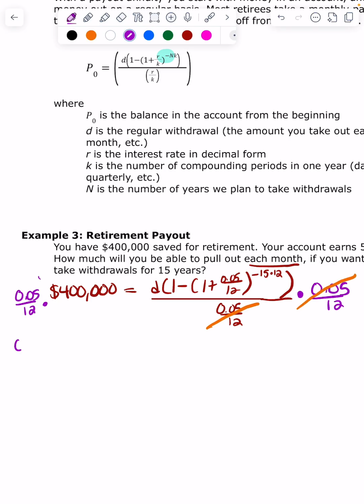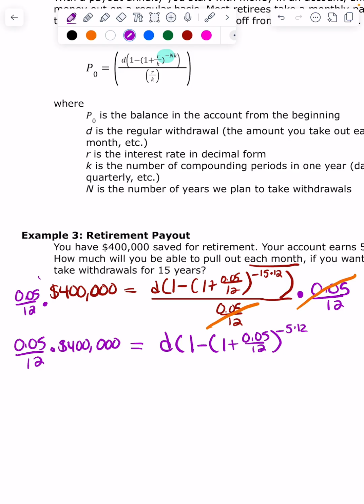So now I have 0.05 over 12 times 400,000. Don't worry about what that is. It's all going to come out in the wash. But my right-hand side is much simpler now. D parenthesis 1 minus parenthesis 1 plus 0.05 over 12 raised to the negative 15 times 12. And there's no more fraction.